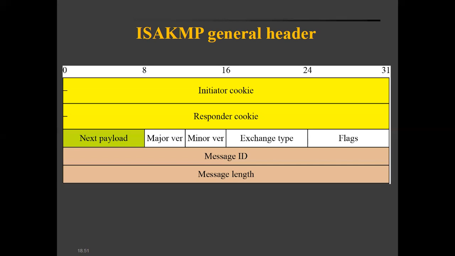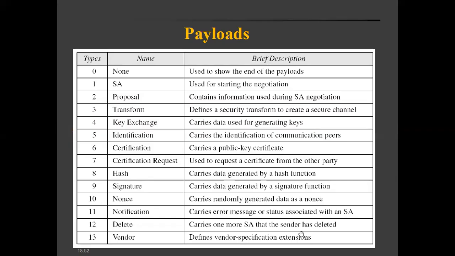Then the last one is the message length field. Because different payloads can be added to each packet, the length of the message can be different for each packet. So this 32-bit field defines the length of the total message, including the header and all the payloads. So these are the different fields of the ISAKMP header.